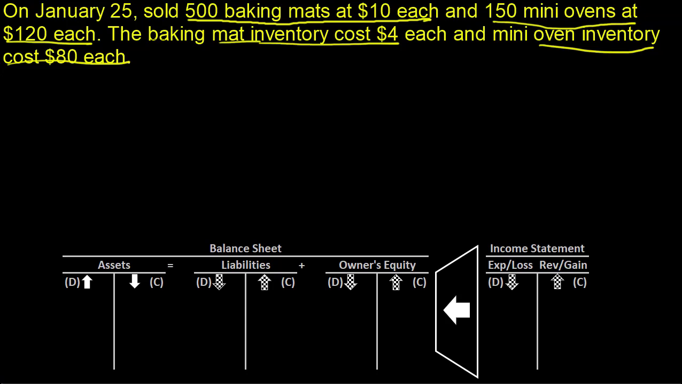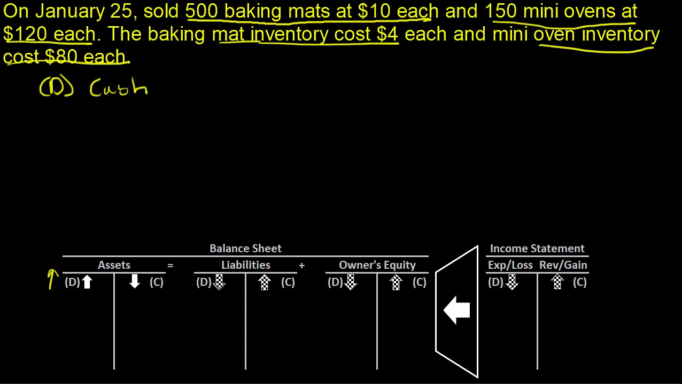And so here we have baking mats being sold at $10 each and mini ovens at $120 each. Now it doesn't say whether it's on account or on cash. I'm just going to assume it's cash. So when we sell things, we get cash. So I'm going to have a debit here of cash, all right? The debit of cash. I know I'm getting cash. I know that's something that's happening. I know it's going to be an increase in cash.